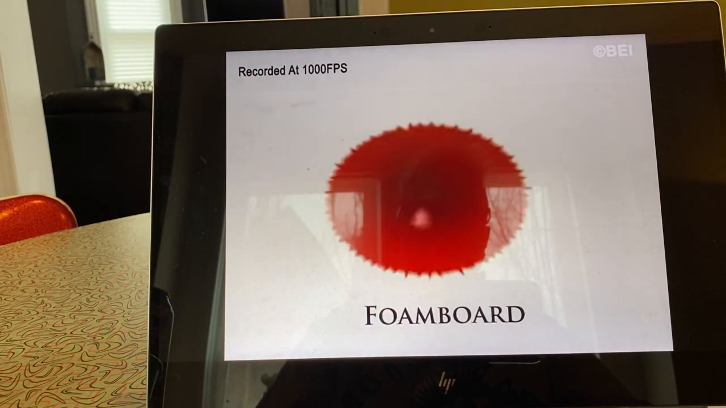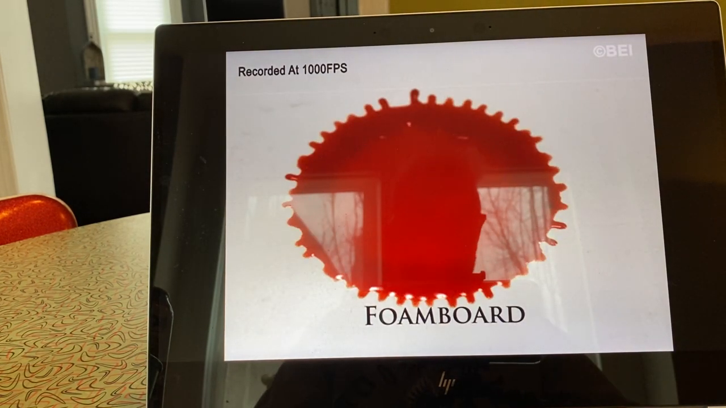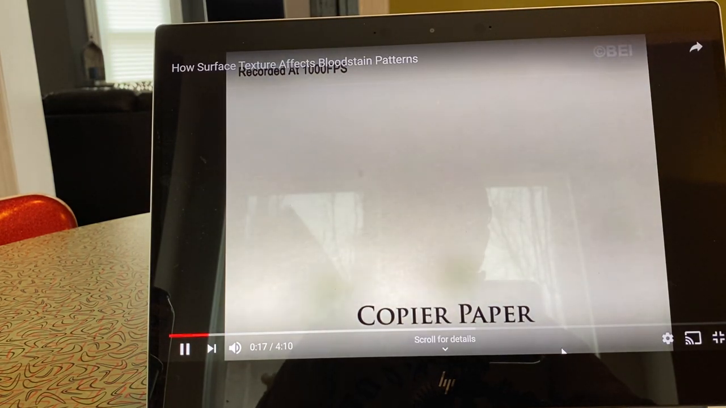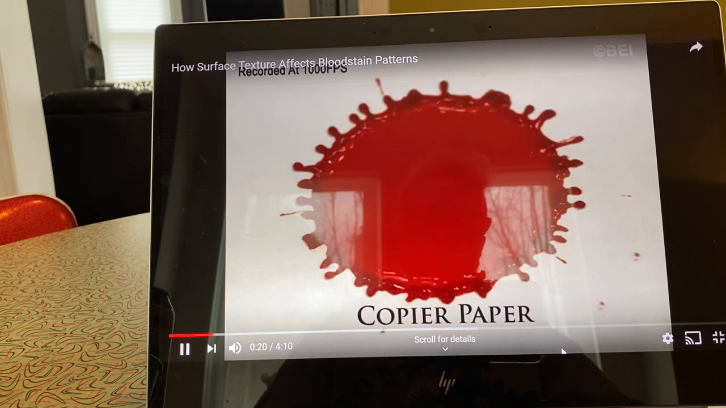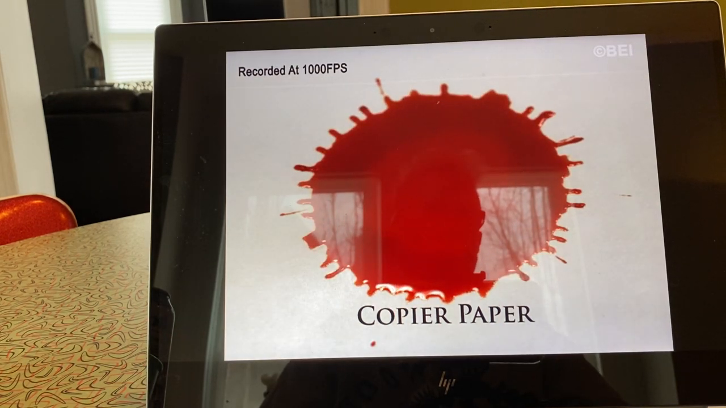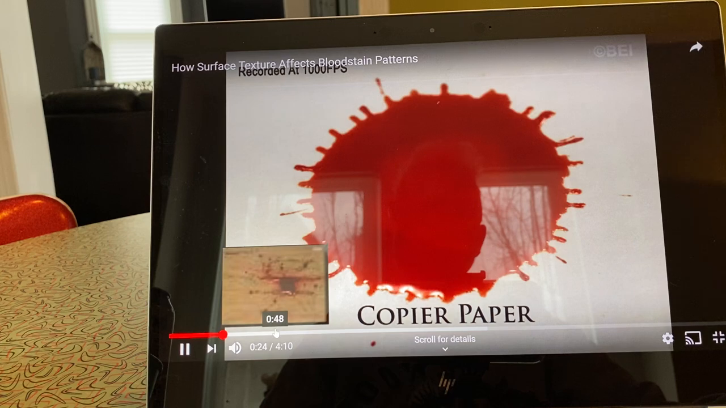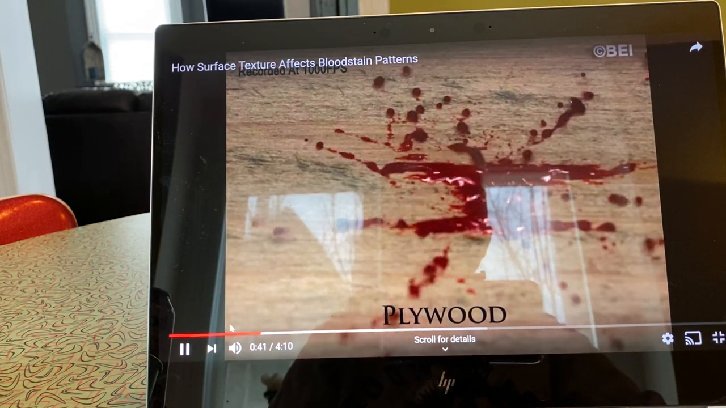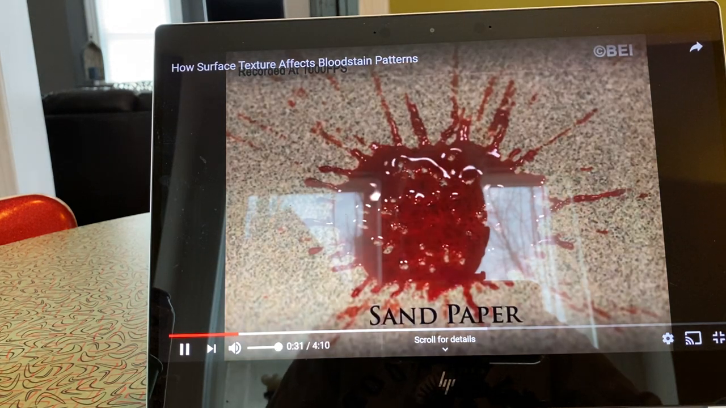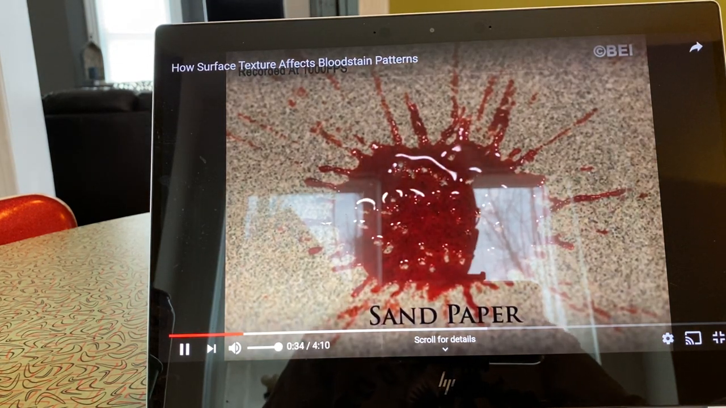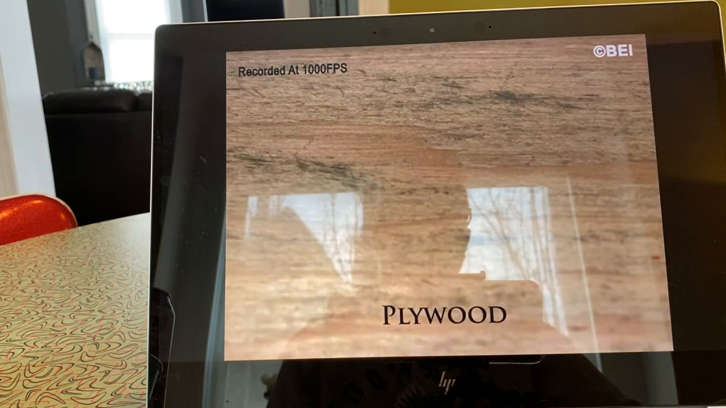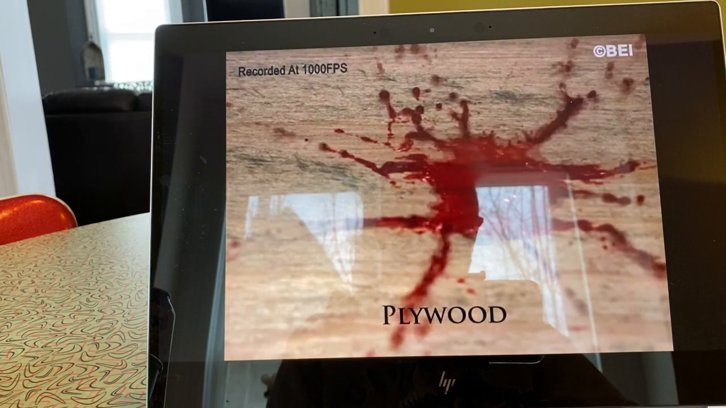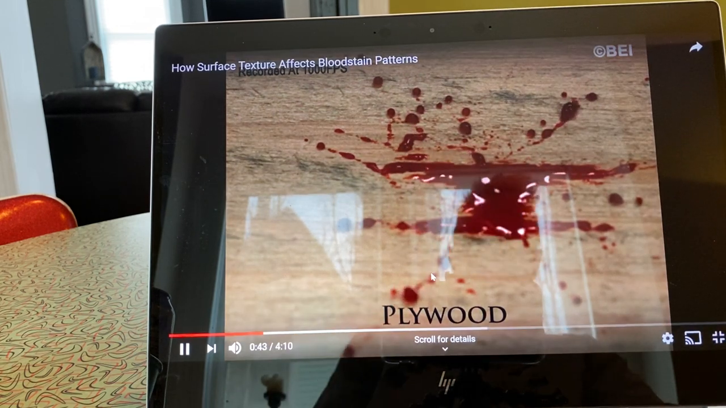And so when we see something like foam board, yeah, looks pretty round. We do have some texture, some serration, some satellite spatter. Typical copier paper looks kind of the same. Here's sandpaper, so still looks relatively round, but obviously more serration. Here we have something really rough like plywood. So now that doesn't even look round, right?